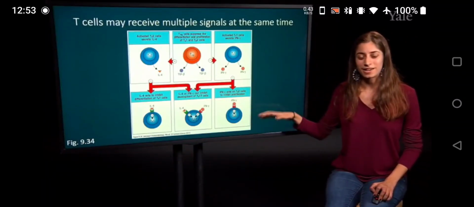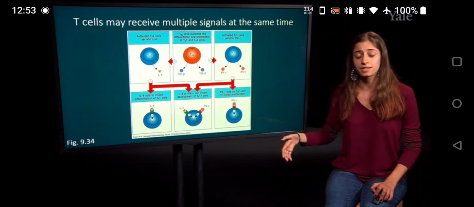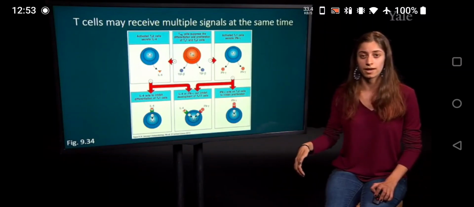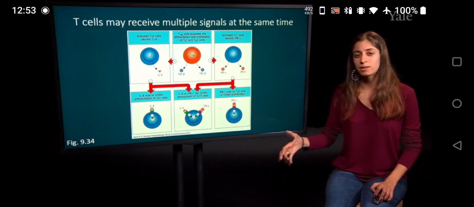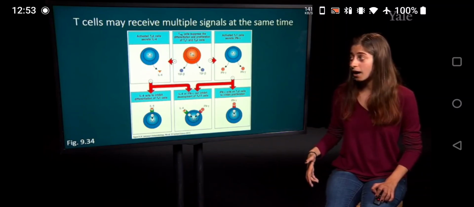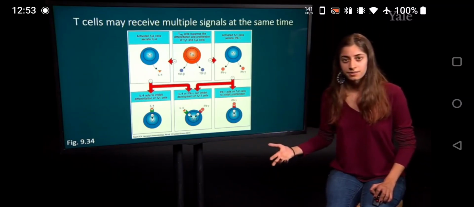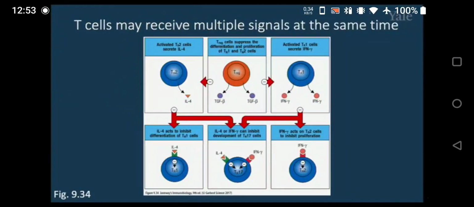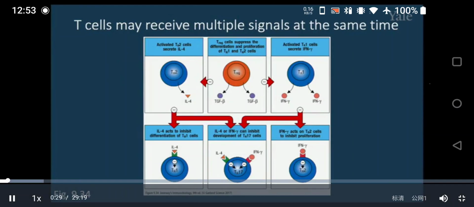So, as you may have noticed, it's possible for a T cell to receive multiple signals at the same time, and then they must decide which subset they should become. So how do they decide? Well, this is actually determined by which signals are more dominant in this process of induction.